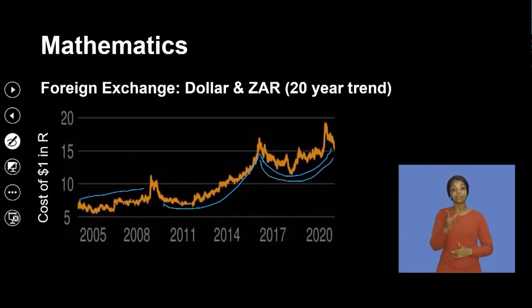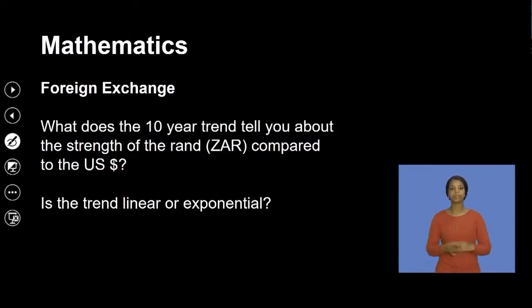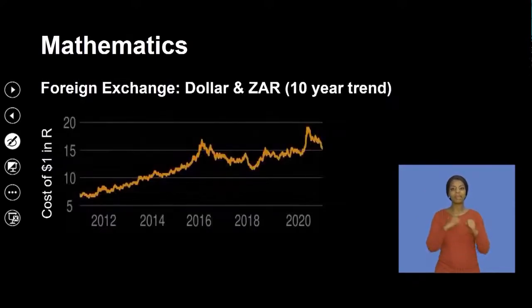So this is what actually tells us the issue of the exchange rate and what exactly it means when you're comparing a dollar and a South African rand. But remember that this was a 20-year trend. Now let's narrow it down and look at a 10-year trend, right? With the 10-year trend, the graph will look something like this.